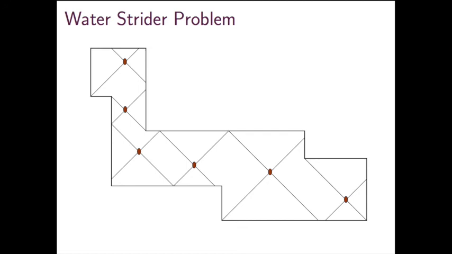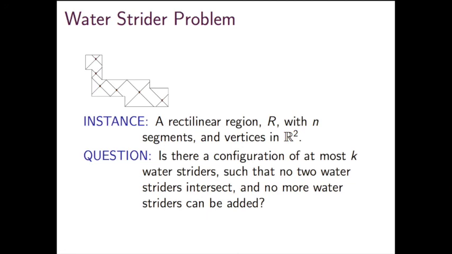Is there a configuration of at most k water striders such that no two striders intersect and no more water striders can be added? So the question is, can you cover the given region with k water striders? The packing version of this, of course, is can you fit k water striders into this region? The strategy for placing them would be different. Besides being generally the same shape and inspired by the other problem, this doesn't have any direct relationship with it, but it was kind of cute.